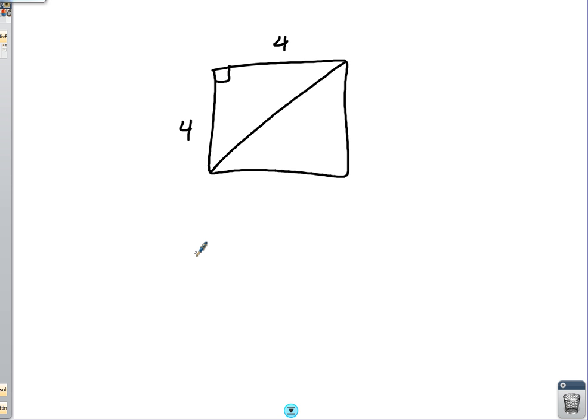Draw the diagonal. If this is 45 degrees and this is 45 degrees, you have a 45, 45, 90 right triangle. Shortcut to go from leg to hypotenuse, simply multiply times root 2. So 4 root 2 is your answer there, D.